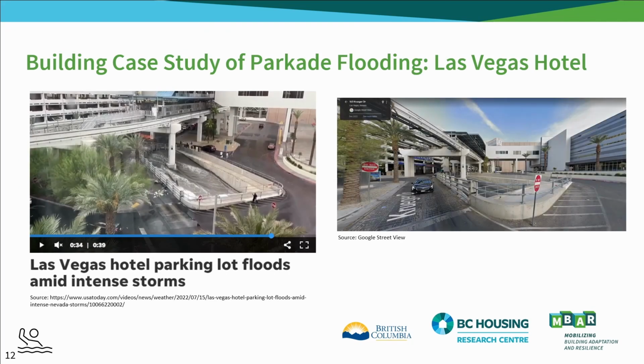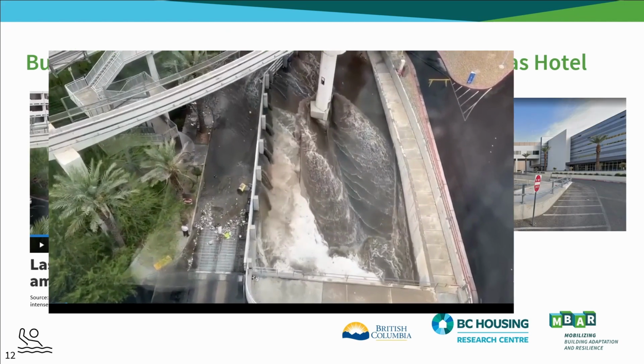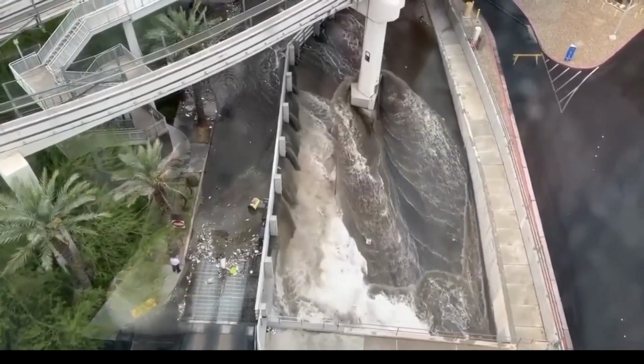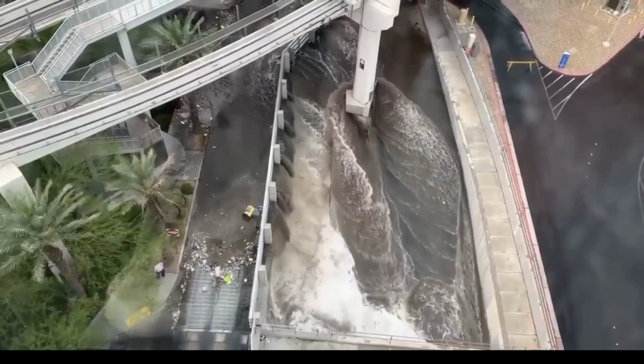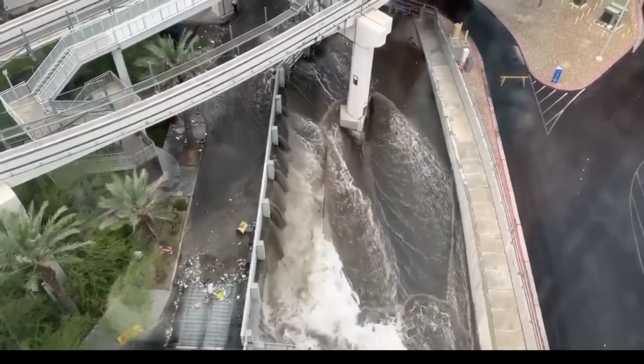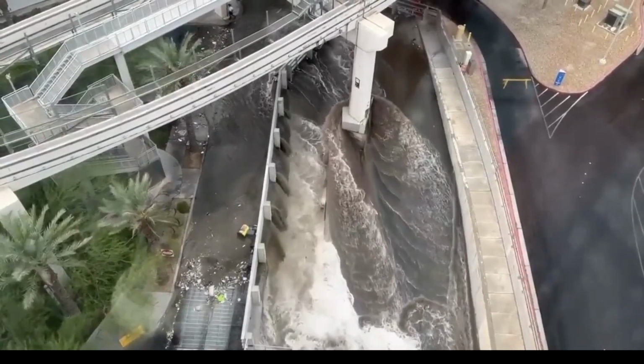Our next case study pertains to the design of underground parkades. If underground parkades are located in an area at risk of overland flooding, a flash flood may occur in the parkade if the floodwaters overtop the parkade ramp or another opening.